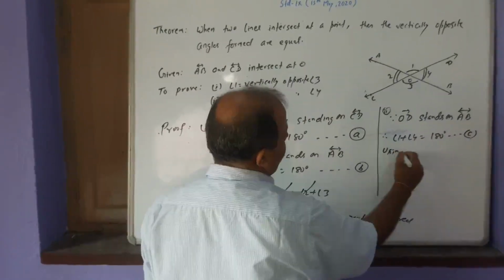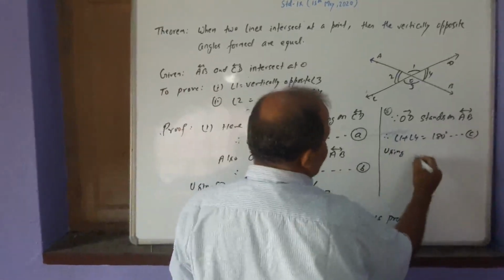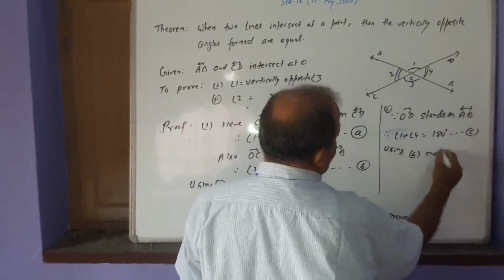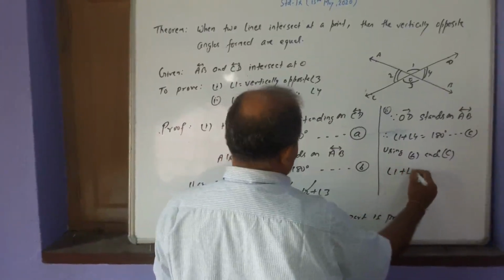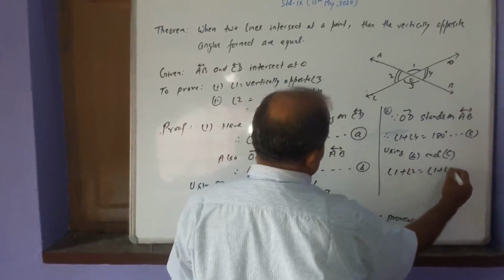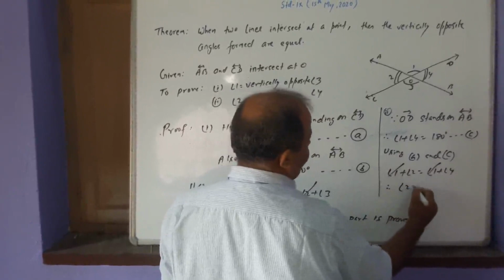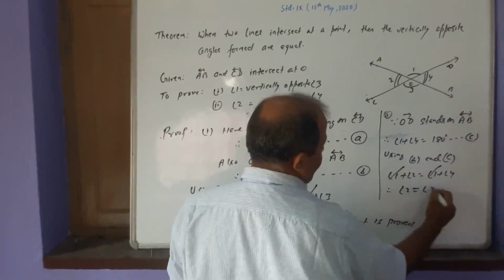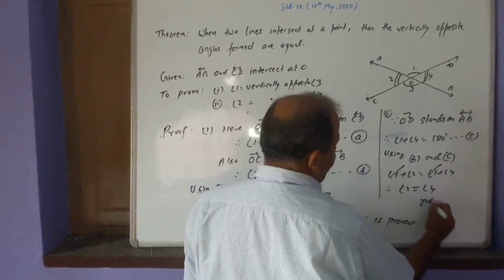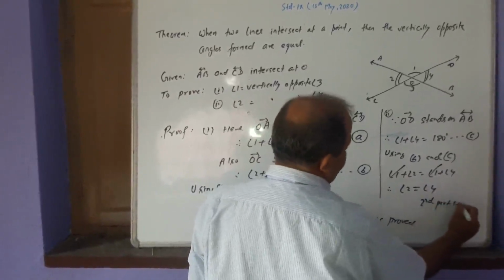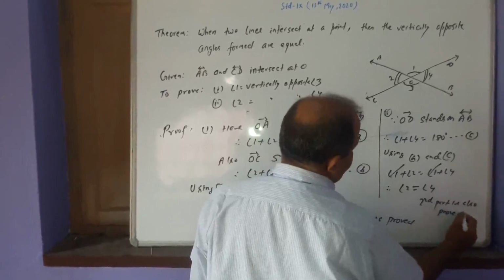Using A and C, we have angle 1 plus 2 is equal to angle 1 plus 4. Angle 1 will be cancelled by angle 1. Therefore, we are left with angle 2 is equal to angle 4. Therefore, the second part is also proved.